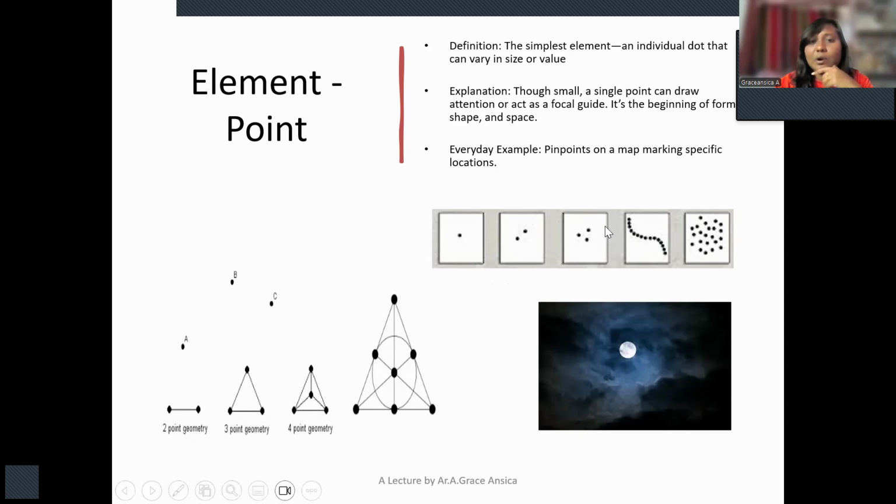Now I have three dots in the third picture. Because of the position of the three dots, it is not giving me a focal point, but these three points automatically give me a shape. This looks like a shape, right? It's like a triangle. It's not a proper triangle, but it is giving me the look of a triangle.